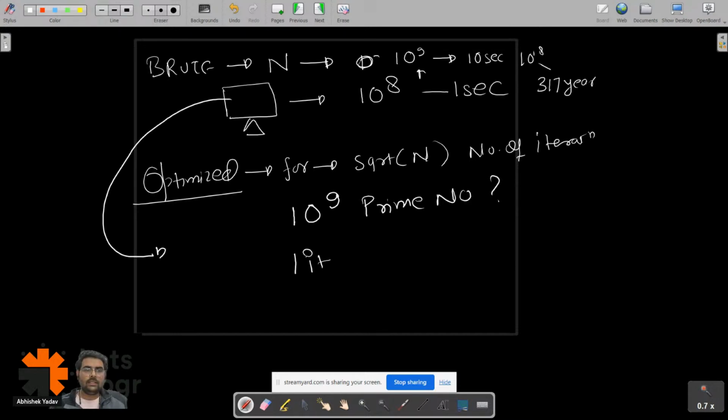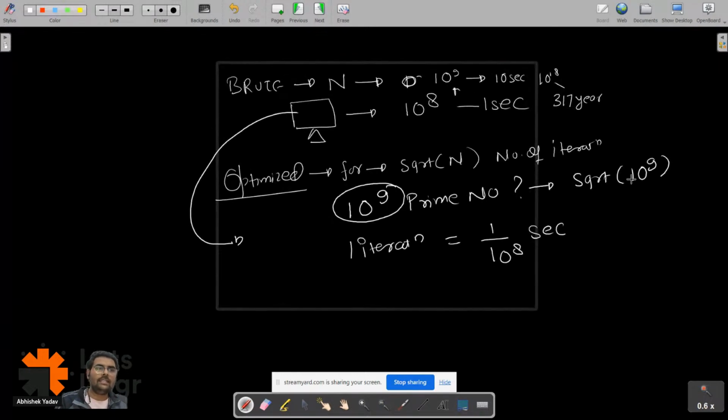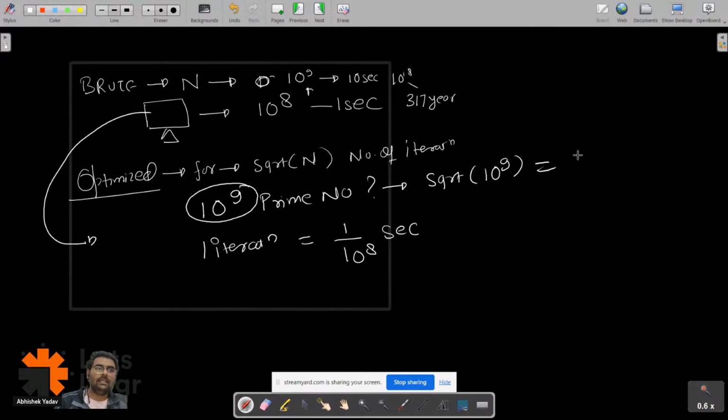For one iteration, my computer takes 1 divided by 10 to the power 8 second. So if I have to check whether 10 to the power 9 is a prime number or not, my for loop will take square root of 10 to the power 9. And this square root of 10 to the power 9 you can write as 10 to the power 9 divided by 2, and this is approximately equal to, let's assume, 5, approx.